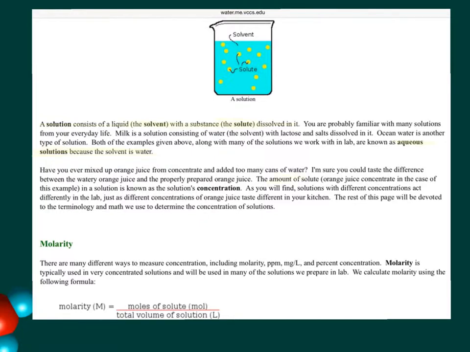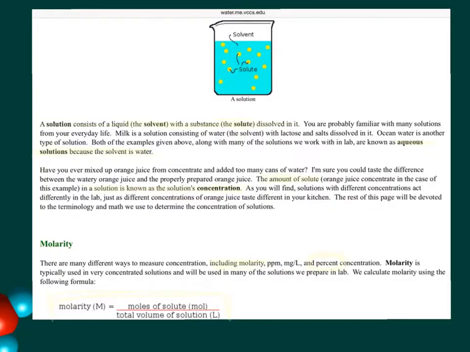The amount of solute in a solution is known as the solution's concentration. And there are different ways to measure concentration. We actually did a lab with percent earlier, but we're going to be focusing on molarity. That's the most common type of concentration that we're going to deal with. And so here's the formula. Molarity, capital M, equals moles of solute divided by total volume of solution. So go ahead and pause the video, write those definitions down in that formula, and then we'll get started on using that molarity.